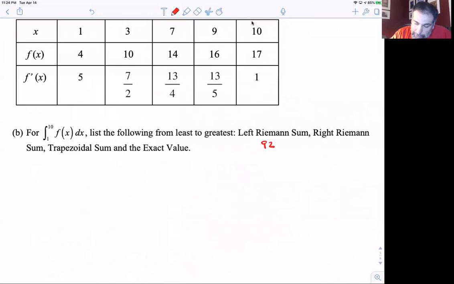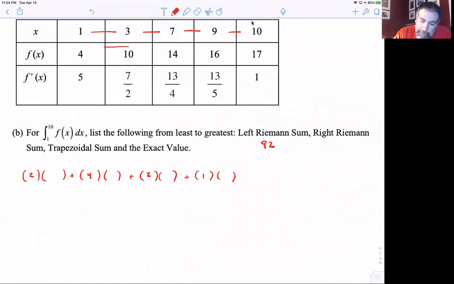In order to find that right-hand Riemann sum, again, we're going to use 4 rectangles. And in the right-hand Riemann sum, again, our base from 1 to 3 is still a base of 2. From 3 to 7, we have a base of 4. From 7 to 9, we've got a base of 2. And from 9 to 10, we've got a base of 1. So now we're looking at the right-hand approximation.